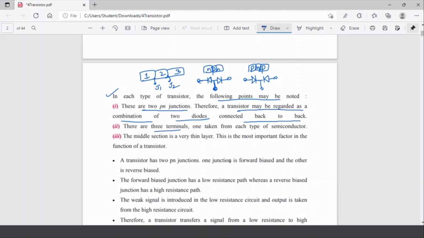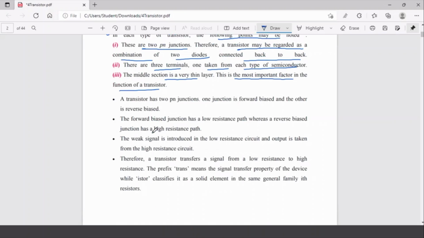These are the three terminals, one taken from each type of semiconductor, because it is NPN and PNP. Each semiconductor has a terminal which is taken out from it. The middle section is a very thin layer which is known as the base layer. This is the most important factor in the function of a transistor, because depending upon its thickness and doping level, we can actually control the working of a transistor. Let us see how. So in these two PN junctions, one of the junctions is forward biased and the other junction is reverse biased.